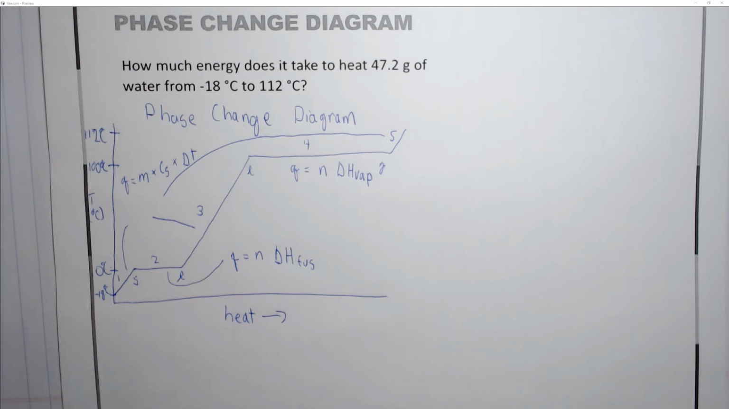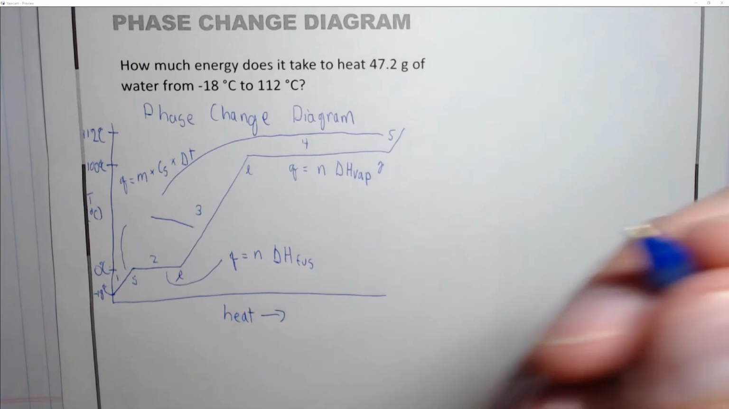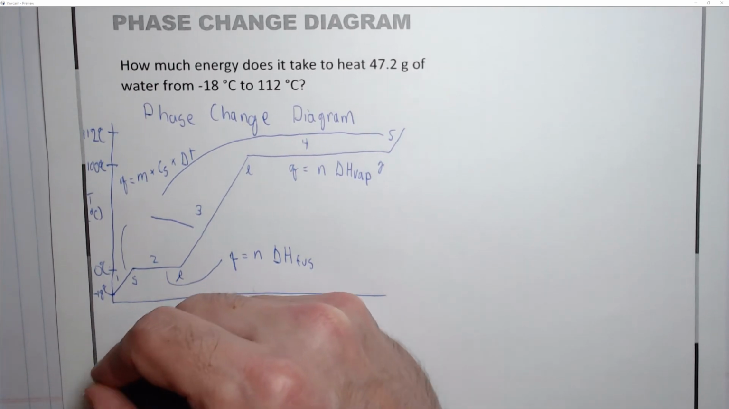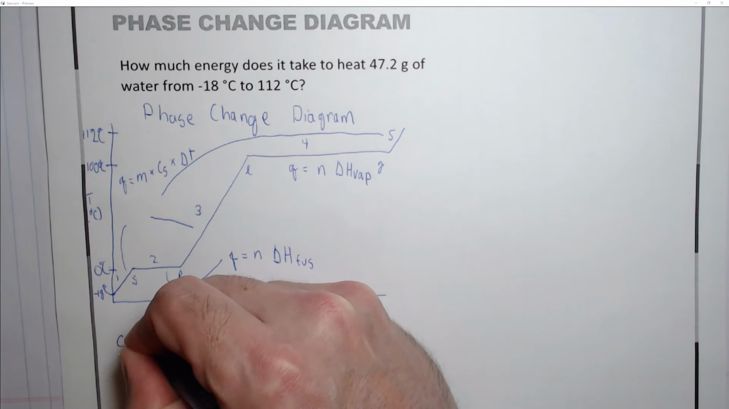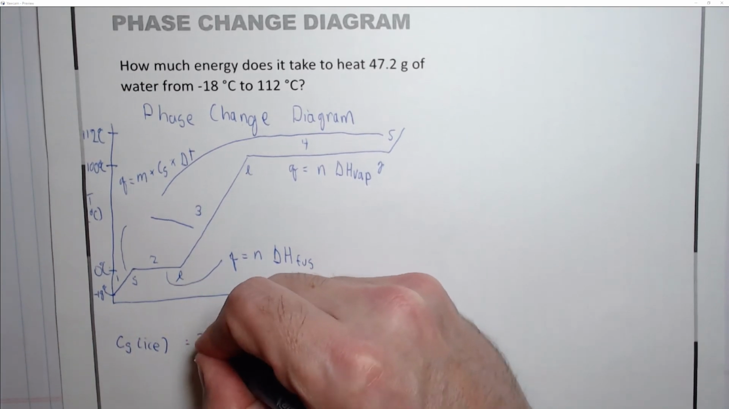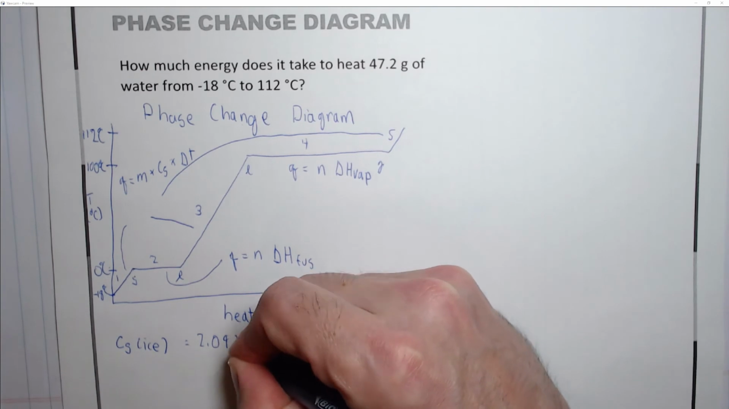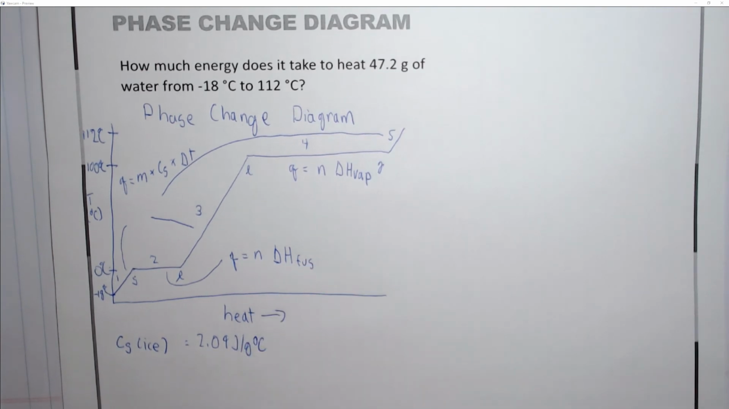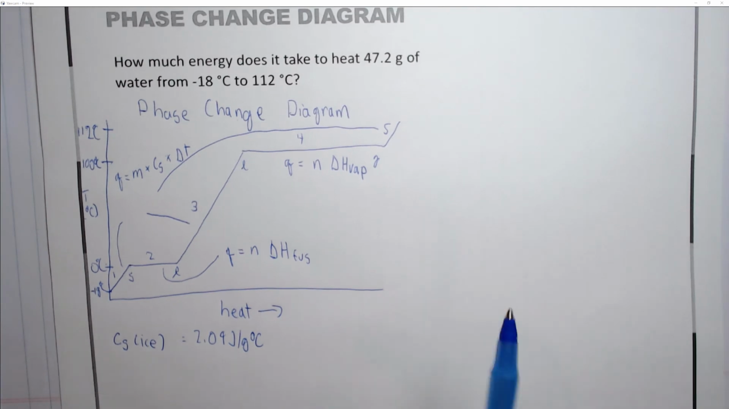The first thing we need to do is be familiar with the specific heat capacities. And as I mentioned a second ago, it's different for each phase. So the C sub S of ice is 2.09 joules per gram degrees C. And these would be provided to you in the homework or on a test. You don't have to memorize these, okay?